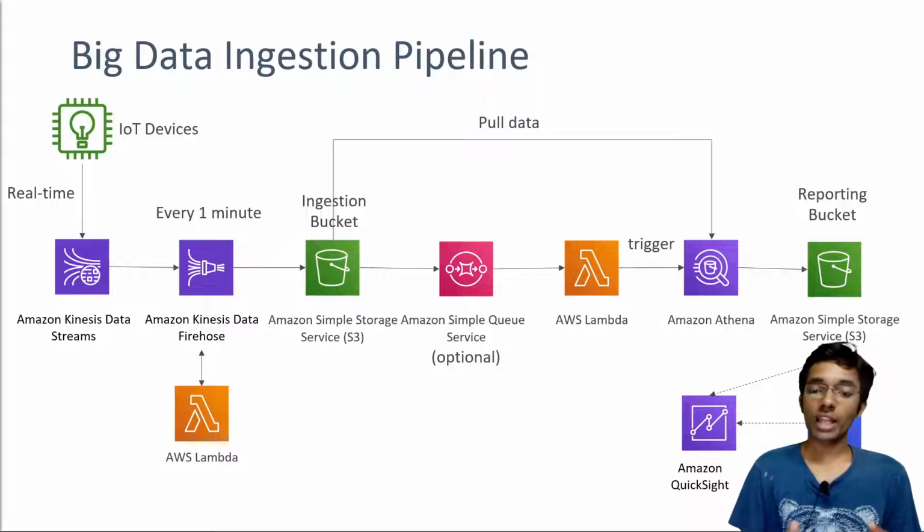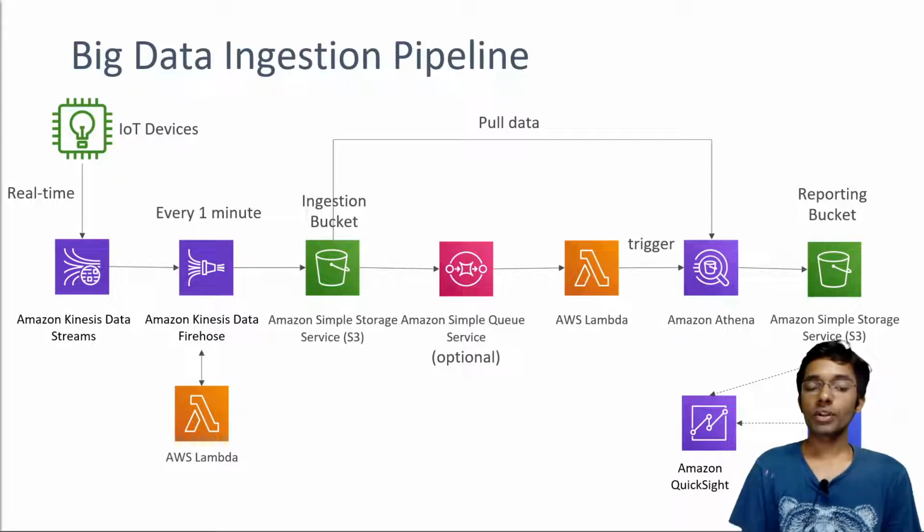And remember, we can use a Lambda function to transform the data before it gets into S3 in case we need to. Then we could have S3 events, for example, go through an SQS queue as an optional service, or directly into Lambda to notify that a new file has been inserted into S3. Lambda functions can trigger an Amazon Athena job, which is going to directly query the data in our S3 buckets and insert that into our reporting buckets. And then finally, from that reporting bucket, we could create QuickSight dashboards or use Amazon Redshift to ingest that data and query it.